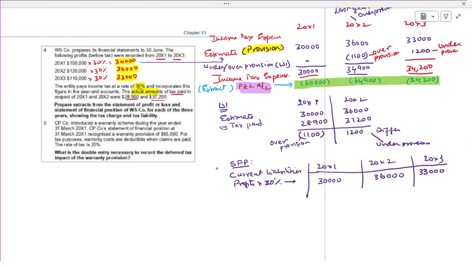Deferred tax. No, where is deferred tax? There is no deferred tax here.